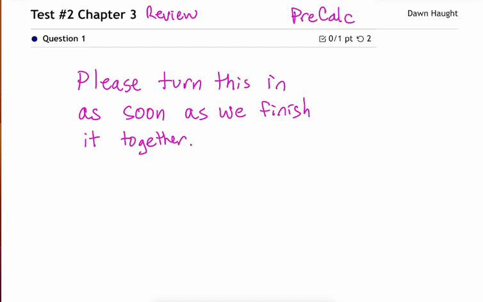So the chapter 3 test is coming. This looks very much like it, a little more condensed in the way it's written, but this will help you review for the test. So this is the information that you want to know for the test. As soon as you finish this, just turn it right in so that you don't lose any points on it.